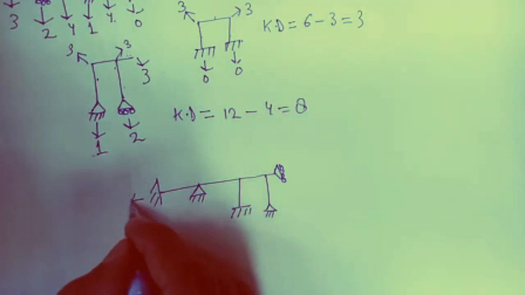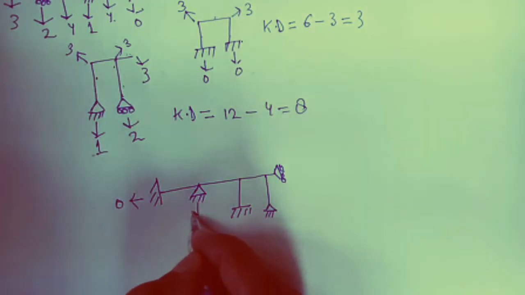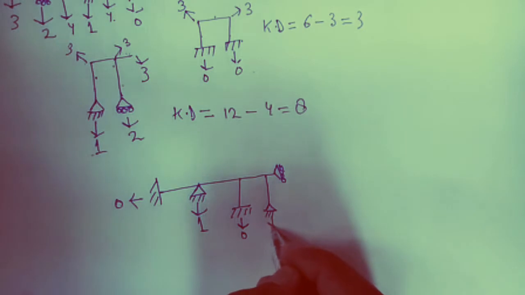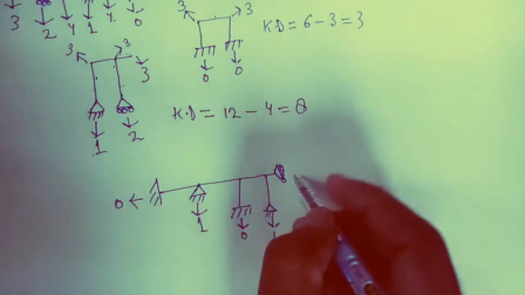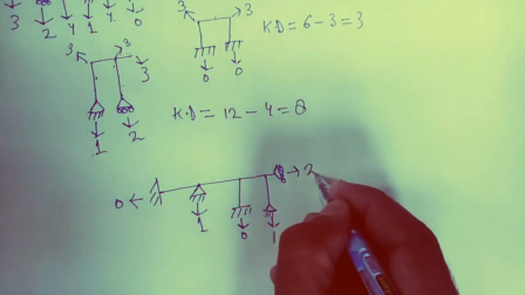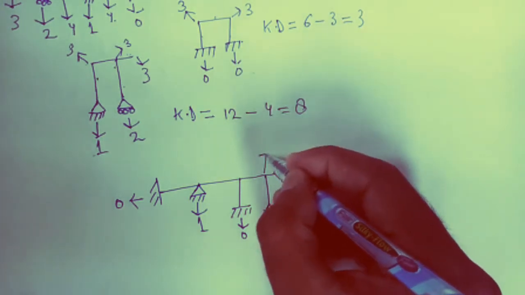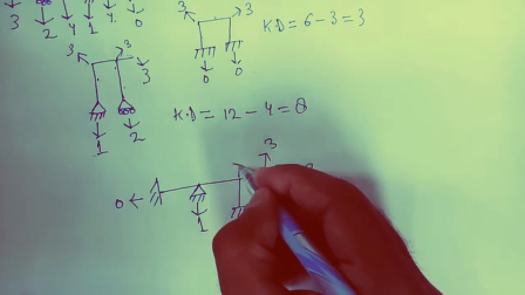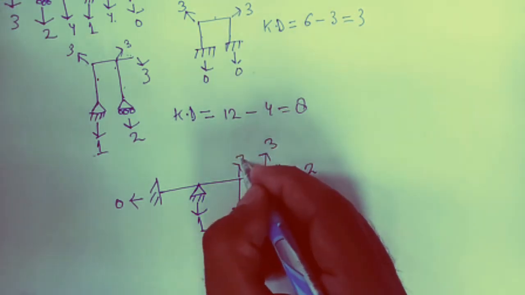This is a fixed support, so degree of freedom for this is 0. This is hinged, degree of freedom is 1. Fixed, degree of freedom is 0. Hinged, degree of freedom is 1. And this is roller, degree of freedom is 2. Here at this point there is no support, so degree of freedom is 3. At this point again no support, so degree of freedom 3.